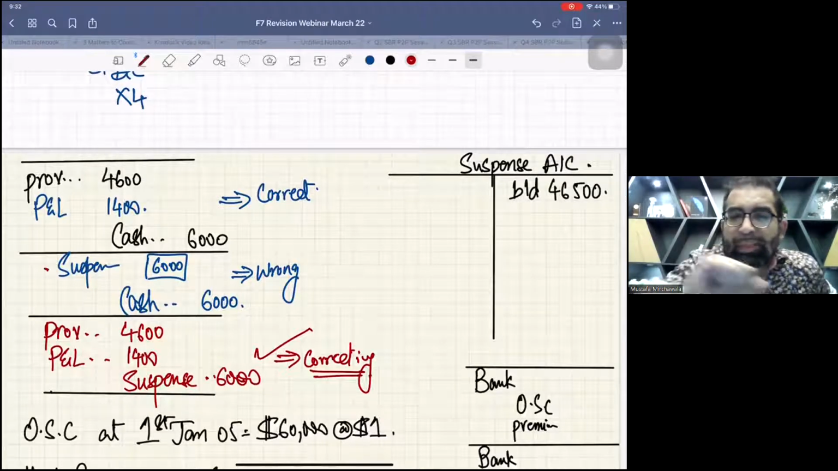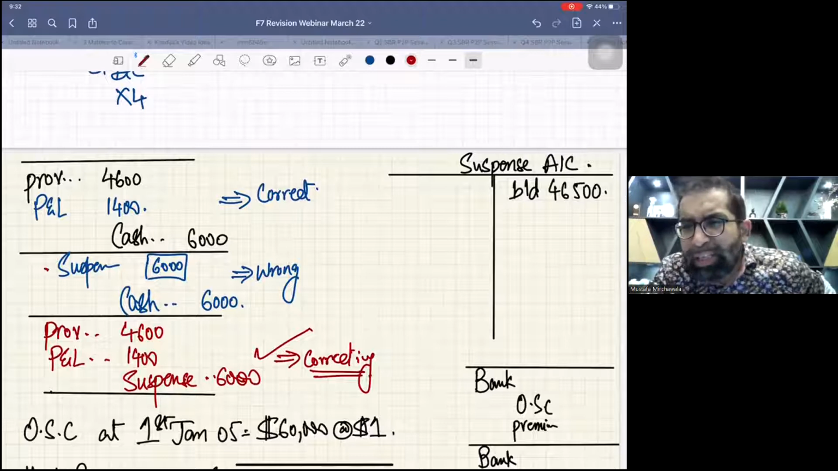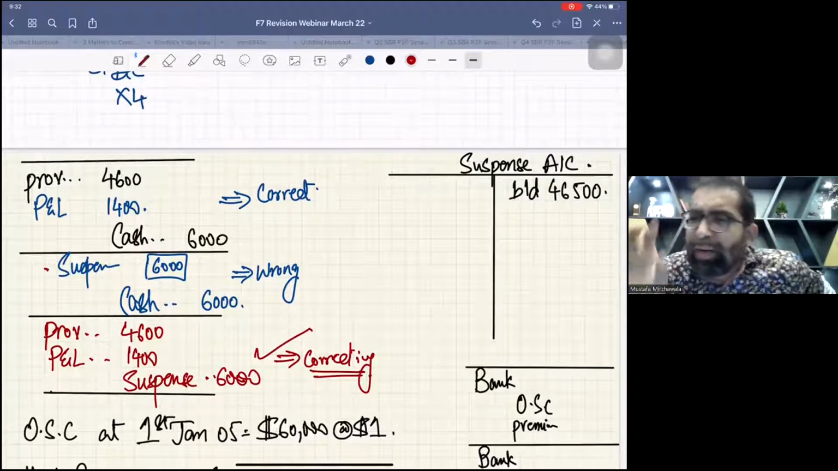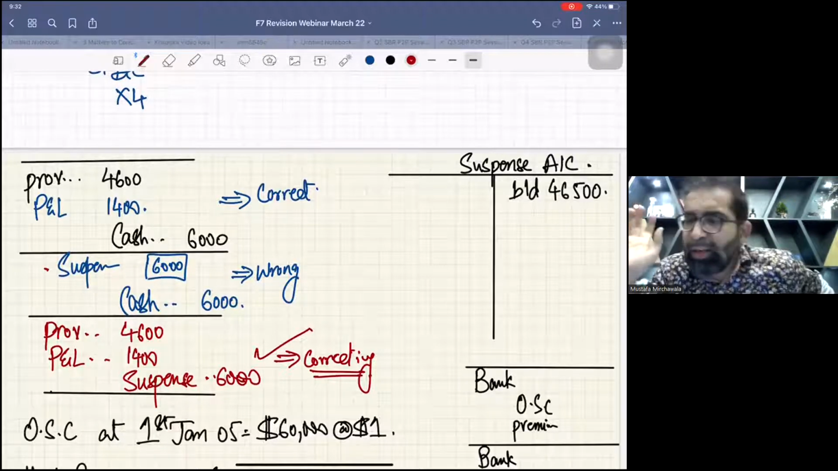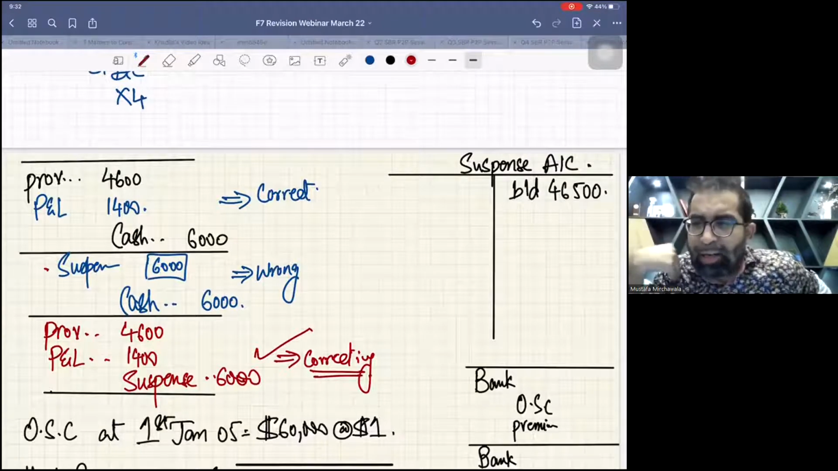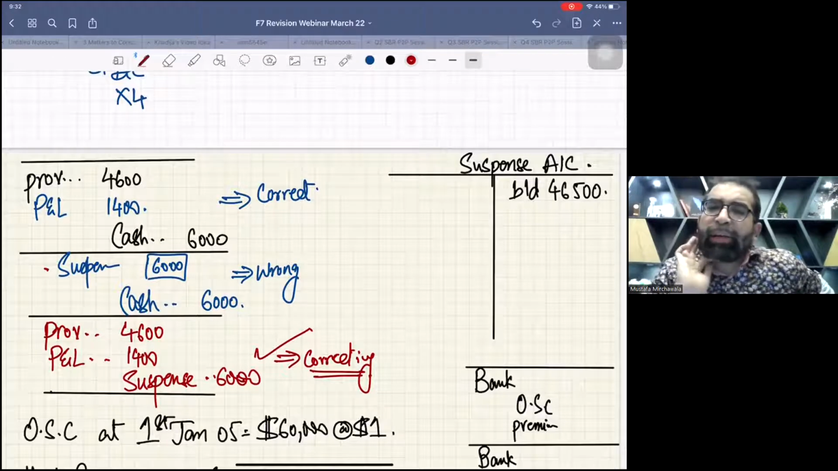Second thing, you just debited PNL. So this debit PNL is your operating expenses. It will be part of your admin expenses. So you need to increase your admin expense by 1,400, and I'll do it. You don't worry. Okay. Now, should I post?